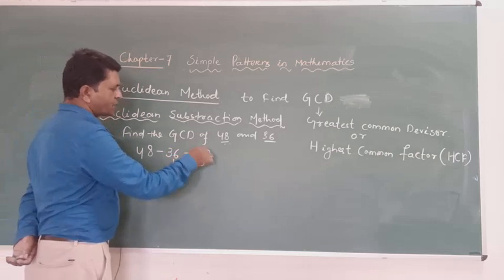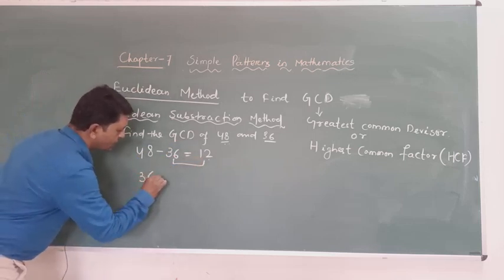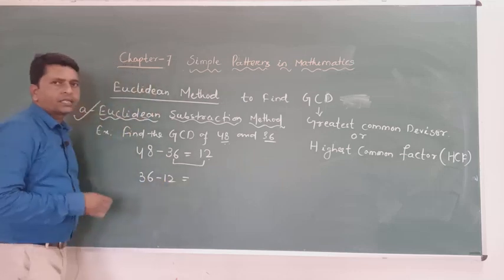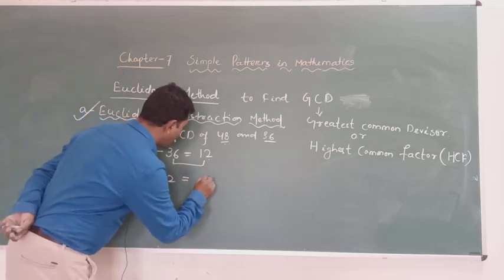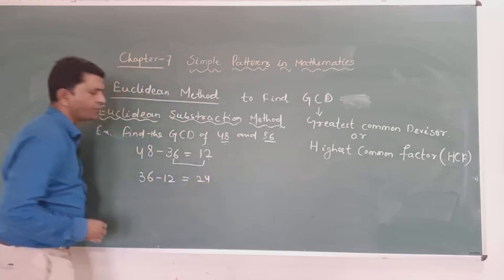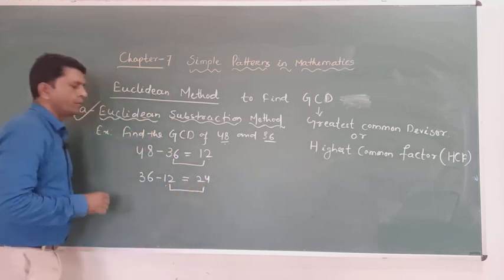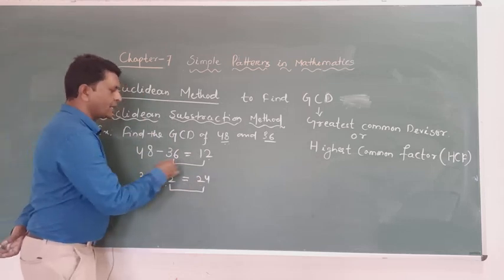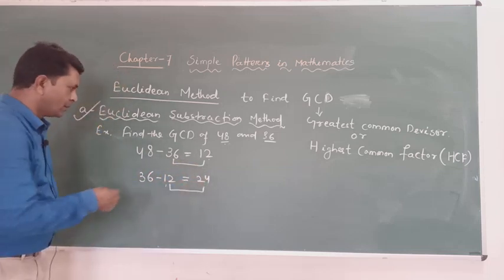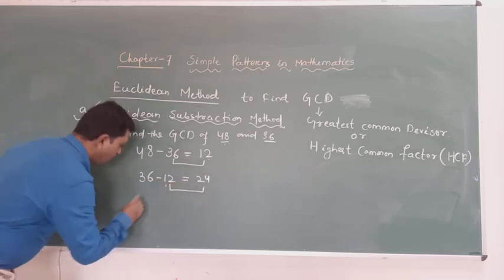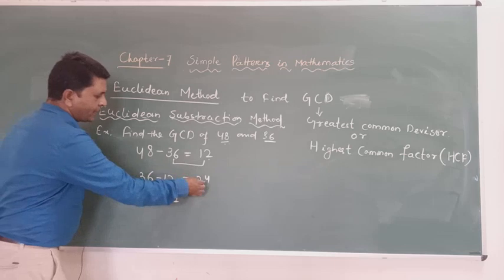Again we subtract the smaller from the greater of the two numbers, 36 and 12. So 36 minus 12 is 24. Again between the last two numbers, 24 and 12, we subtract the smallest from the greatest, means 24 minus 12, bigger minus smaller.